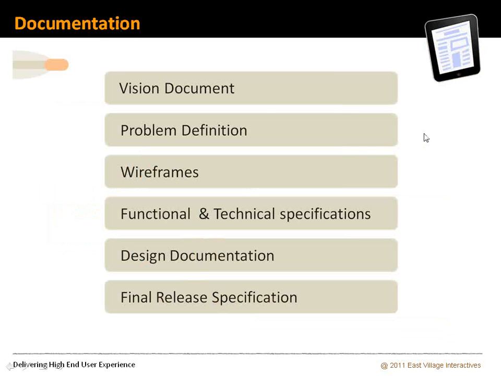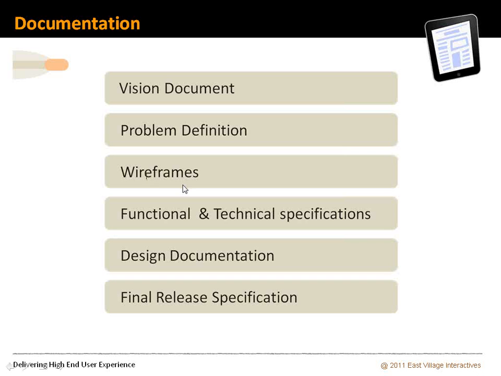This is a proposed list of documentation that should be taken care of. A vision document in any case should come, either it's a new product or a new release. A vision document is done basically to define the long-term vision or the short-term vision of the product. It sets the objective for this phase of development. A problem definition document should be done, mostly in cases where the product already exists, just to define what are the problems that we need to take care of in this particular release.